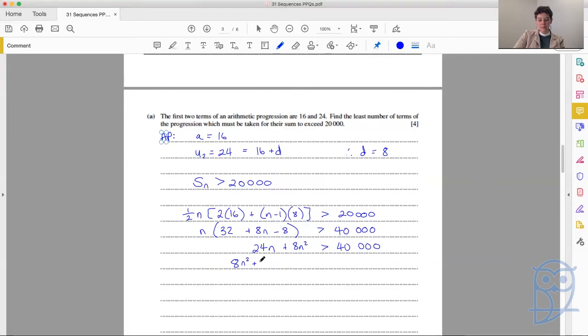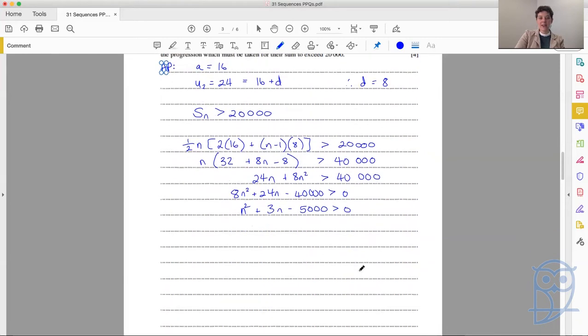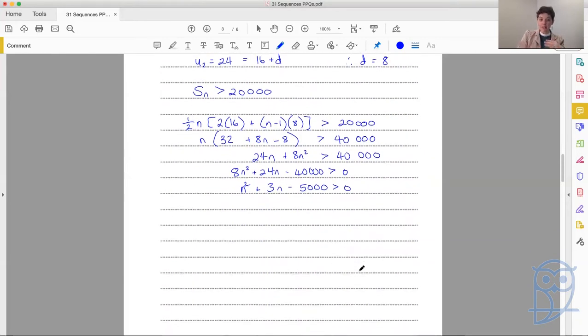8n squared plus 24n minus 40,000 greater than 0. Why work with the coefficient so enormous if we can take it out? All of these are divisible by 8. n squared plus 3n minus 5,000 greater than 0. Quadratic inequality. There's no way around it. You're going to have to actually deal with that quadratic inequality as part of your working.